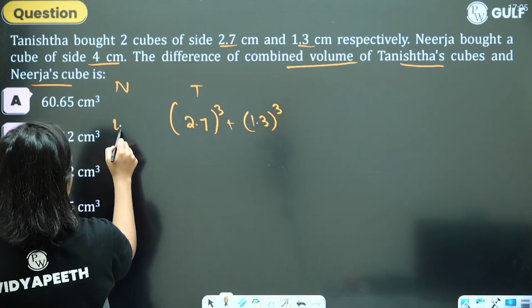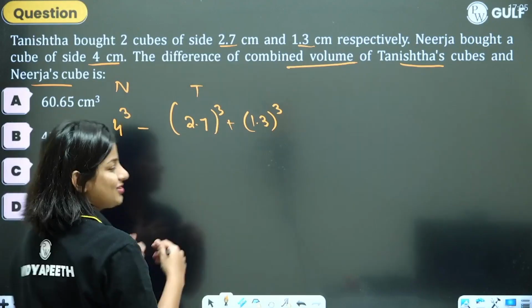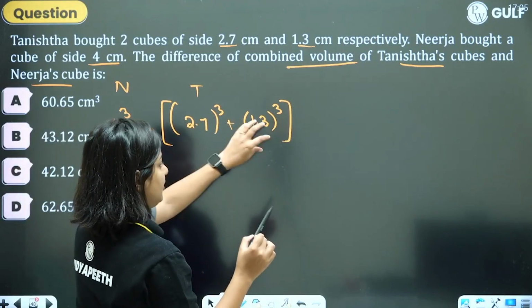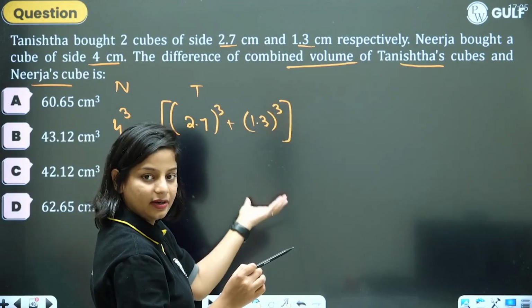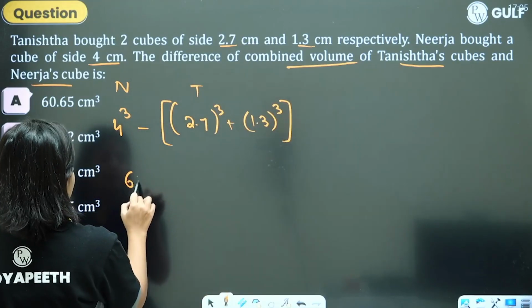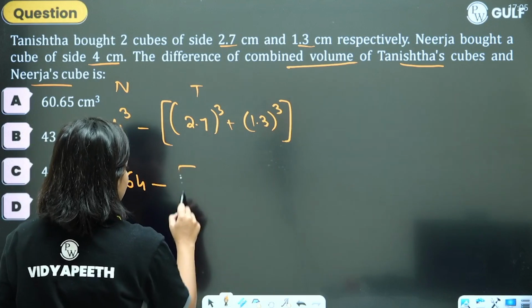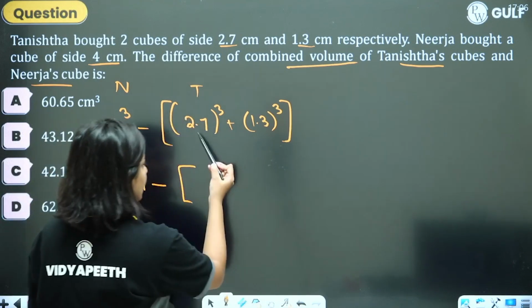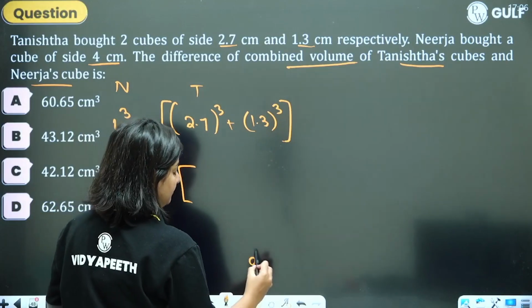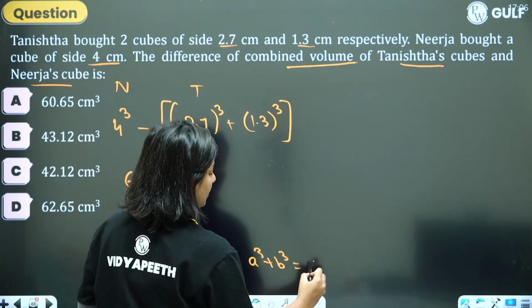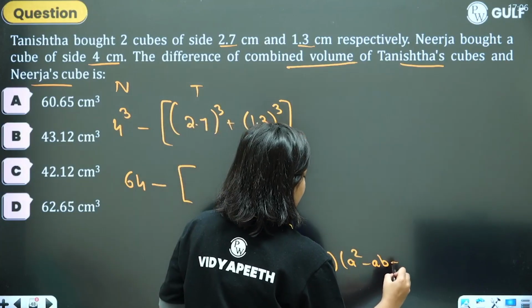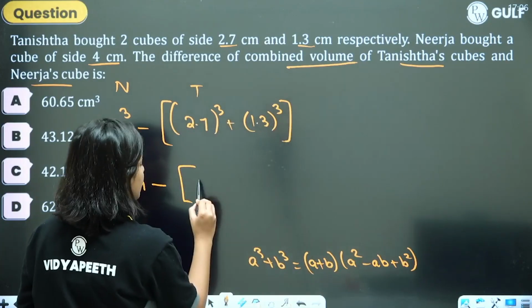If you don't know, you find them separately. Anyways, you can find 2.7 cube, 1.3 cube and write the answer, subtract. I think it was a very easy one. For people who find it lengthy, use the a cube plus b cube formula: a plus b, a square minus ab plus b square. So you can use that formula.